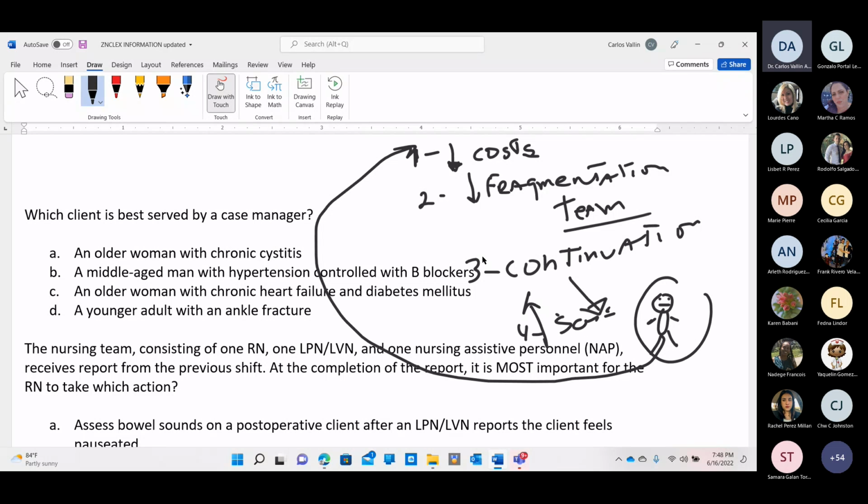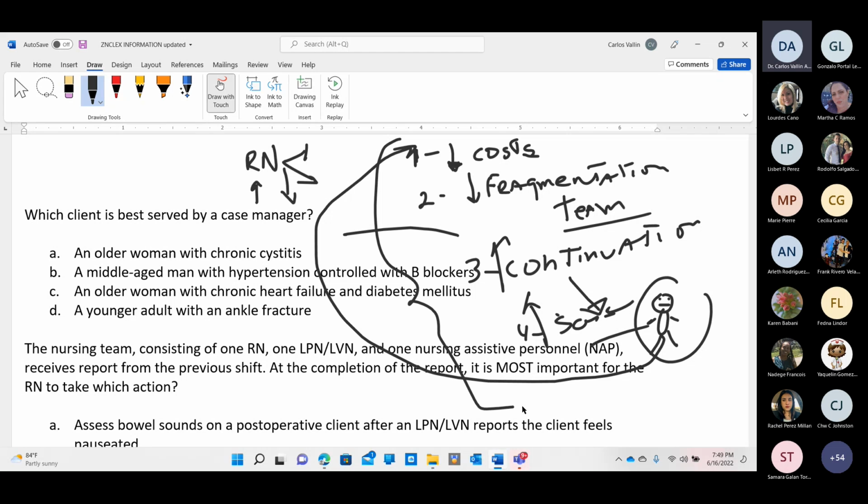And of course, the last is the satisfaction of everybody, especially the client. Increase the client satisfaction for the care, and increase the satisfaction of us, the people that work in the environment. These are the 4 main purposes of managed care. And the best professional to be a case manager is a registered nurse, because the registered nurse speaks all the languages that all the members of the multidisciplinary team speak, and can see the patient with a holistic approach.